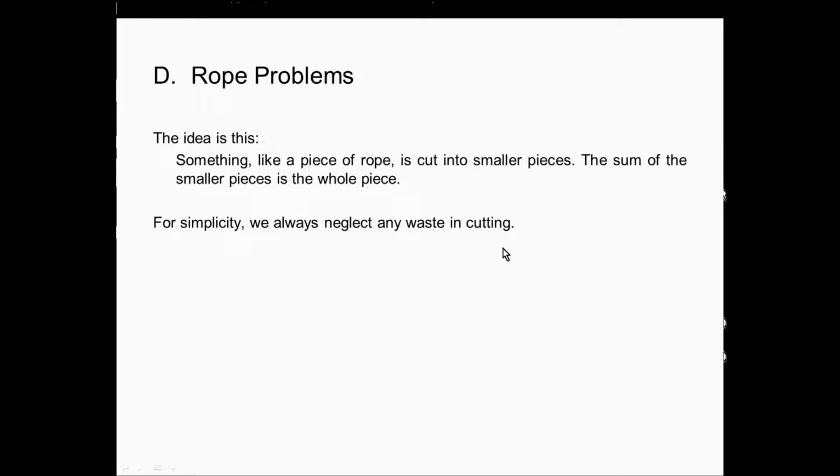When it's something like a rope, you can usually do that, but if you're sawing wood or sawing hardwood flooring, you cannot neglect waste in cutting, because if you do, you're going to have a huge gap eventually. So again, the idea is the sum of the two smaller pieces is the whole piece. Now, negative lengths don't make sense. Some examples.